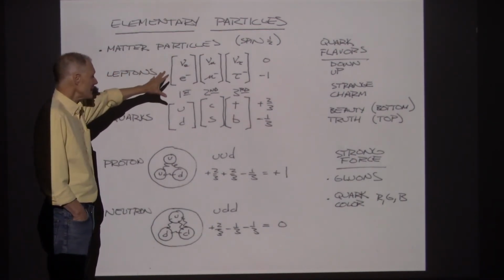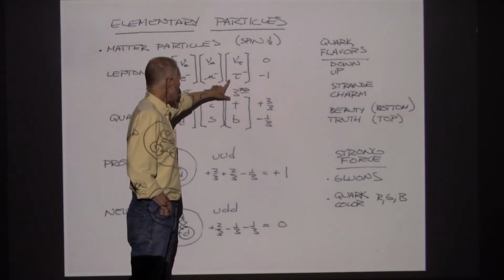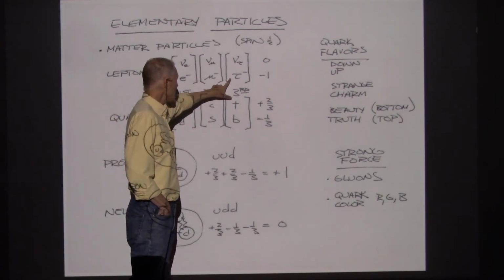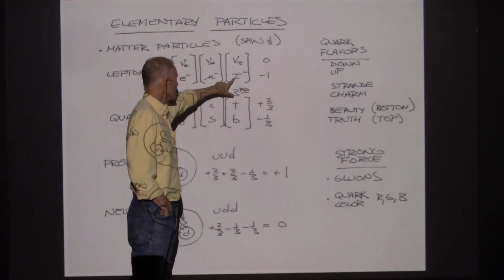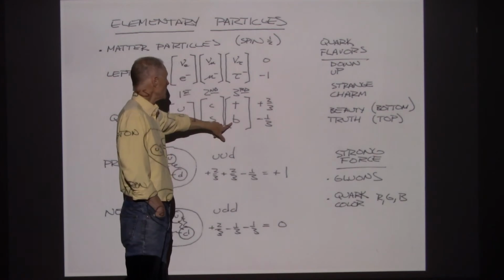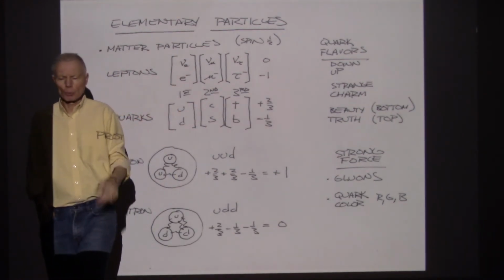But what you can see from the table here is, since that time, there has been a third generation of leptons that were discovered. The tau lepton was discovered, and pretty soon the B quark was discovered. And so the idea was there's got to be at least one more generation.